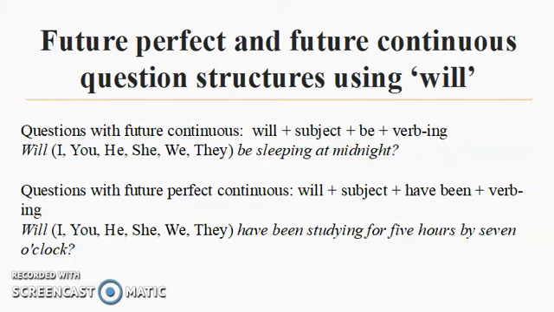Forming questions with the future perfect and future continuous is done like this. We have will plus the subject, then the verb to be, and the verb with an ing ending. So, will he be sleeping at midnight? Be sleeping is how it's done. For future perfect continuous, it is will plus the subject, followed by have been, plus the verb with an ing ending. Will he have been studying for 5 hours by 7 o'clock?